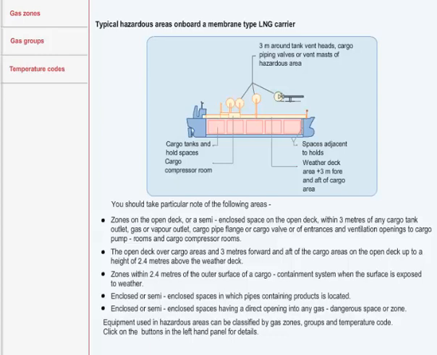The open deck over cargo areas and 3 meters forward and aft of the cargo areas on the open deck, up to a height of 2.4 meters above the weather deck. Zones within 2.4 meters of the outer surface of a cargo containment system when the surface is exposed to weather.